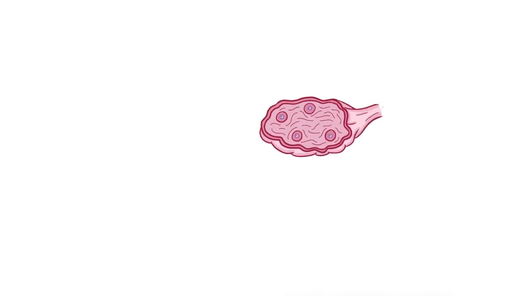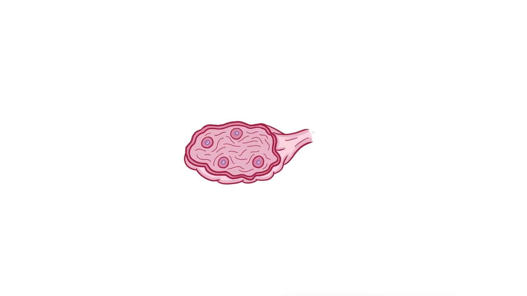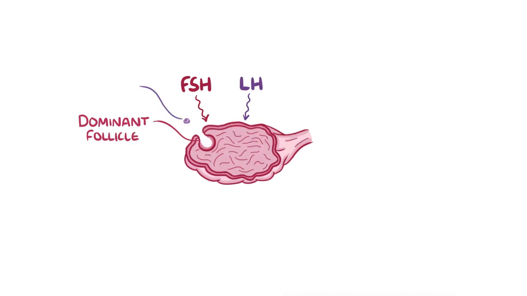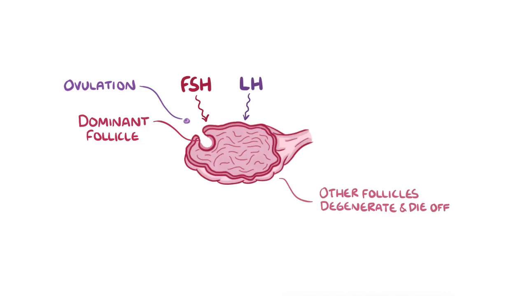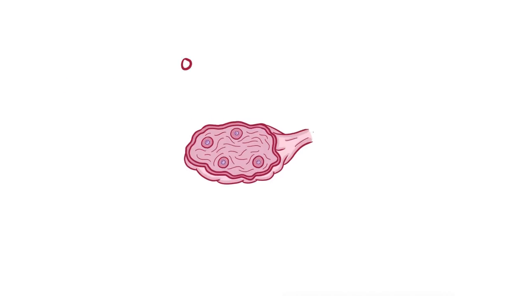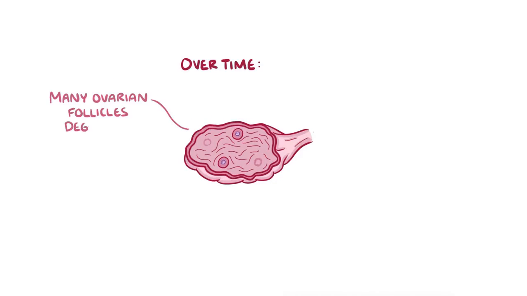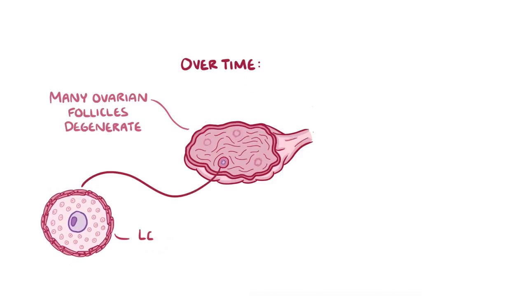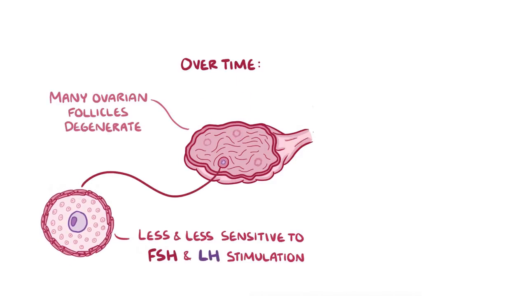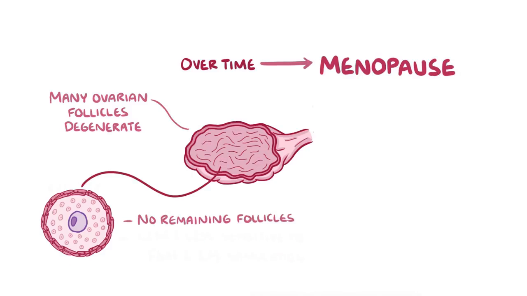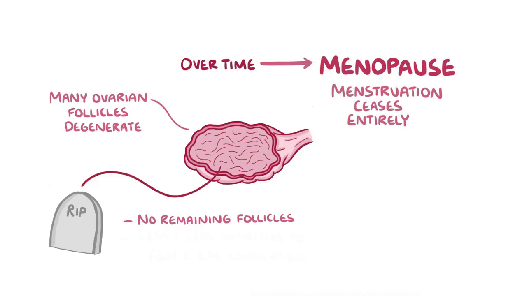So, during each menstrual cycle, a couple of follicles are stimulated by FSH and LH, until one of them, the victor, emerges as the dominant follicle, and ruptures at ovulation. And the rest of them, well, is pretty bleak really, they just degenerate off and die. Over time, many ovarian follicles degenerate, and the ones that remain become less and less sensitive to FSH and LH. This goes on until menopause, when there are no remaining follicles that respond to gonadotropins, and that causes the menstrual cycle to cease entirely.